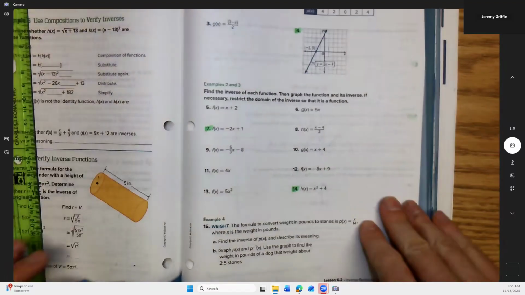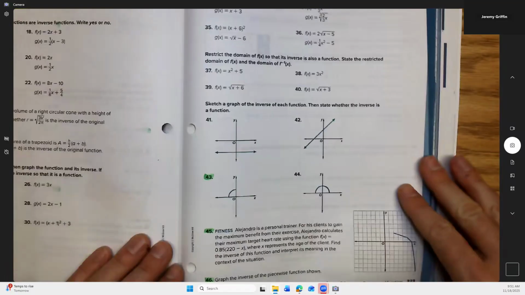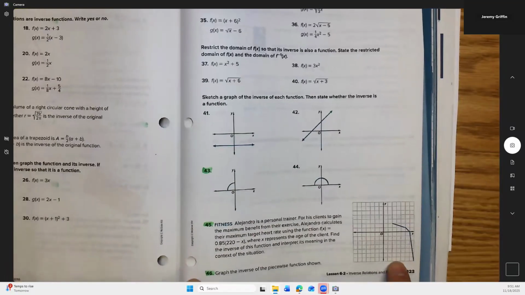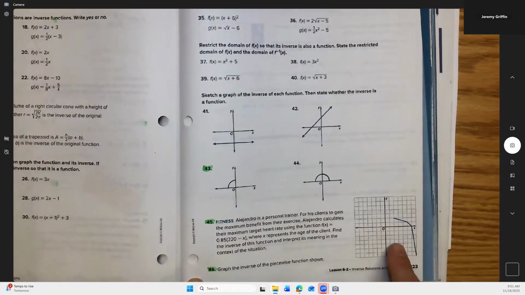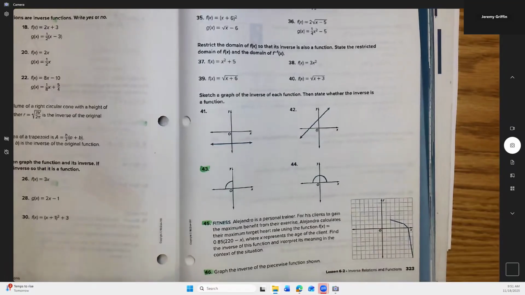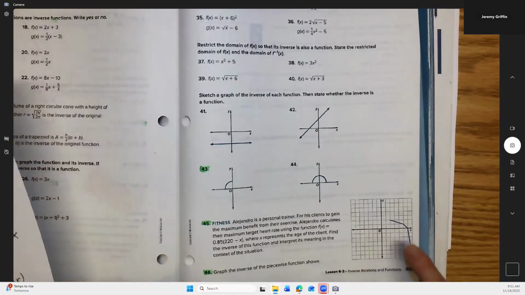So here, I'll do at least one more example with you guys. Here's this number 46. This graph right here. They say find the inverse. Now I did this ahead of time, to save a little time. I'll show you guys what I did.